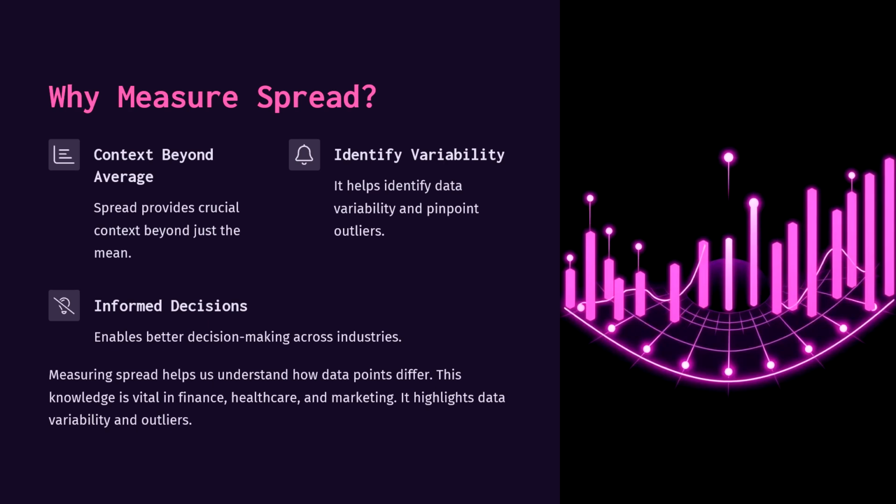Next is comparing data sets. It helps to compare the variability between different groups or data sets. Next is identifying outliers, as large spreads can indicate potential outliers. Next is risk assessment. In fields like finance, a higher spread indicates more risk. For example, volatility.